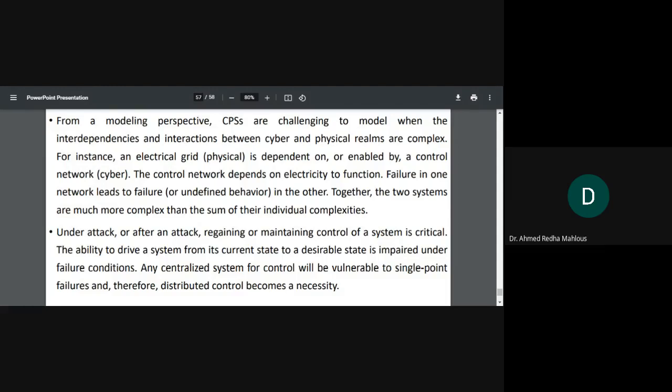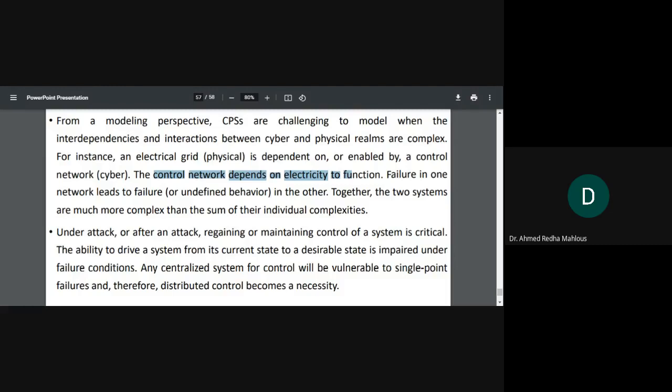Here we talk about when you have an electrical grid that is enabled by a control network, which is the cyber part, and that control network also depends on electricity to function. That means any failure of one of them will lead to the failure of the other. This is like a distributed system. You have those systems working together. We don't have one machine with all the functionality. Each machine has its own functionality, but all the machines work together in a distributed manner.